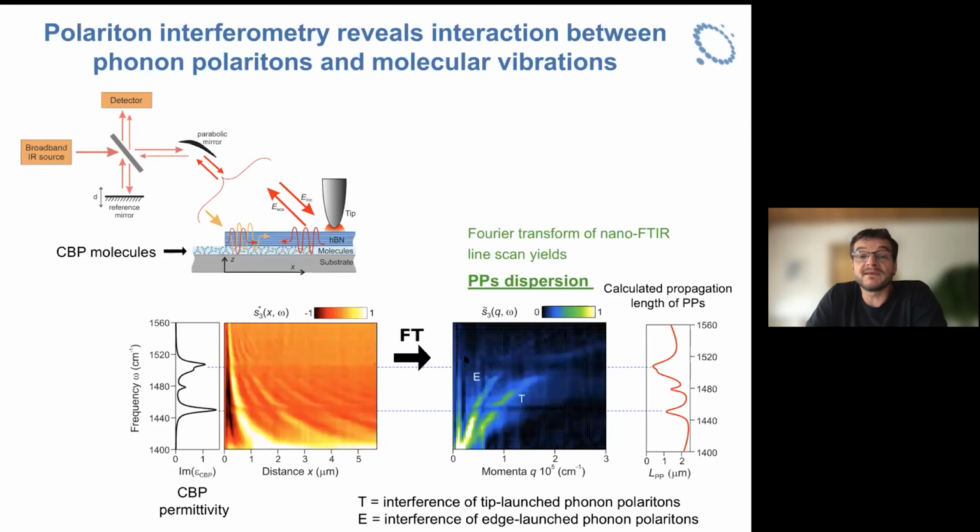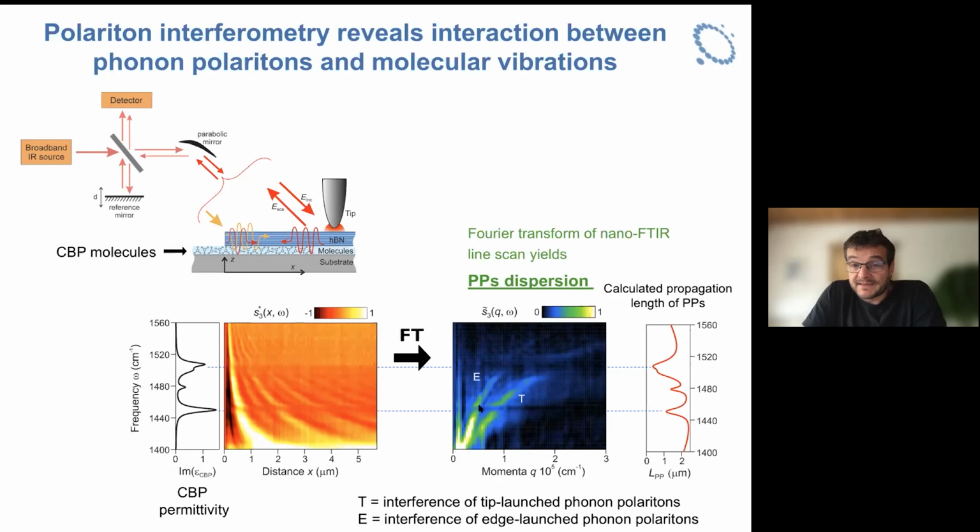So now we repeated this experiment, but we put the molecules below, and we see a dramatic change of these measurements. We see that these interference fringes are interrupted. We see they are slightly bent. And in the Fourier transform, we actually see strong interruptions and bending of the dispersion itself. This indicates already that there's a strong interaction happening between these propagating modes and the phonon polaritons in the hBN.